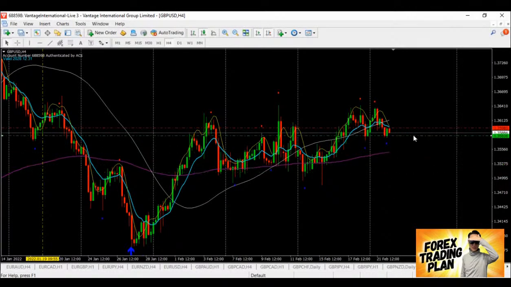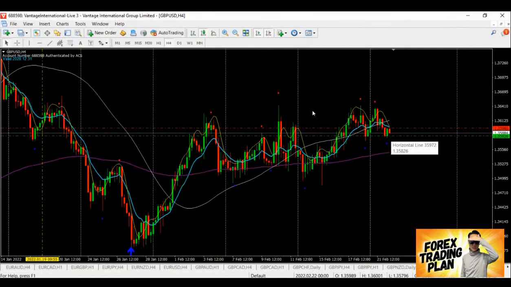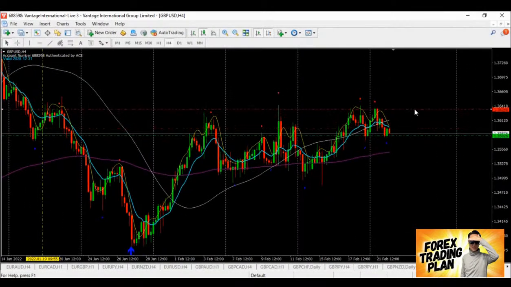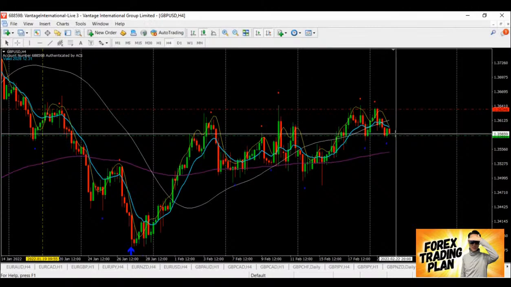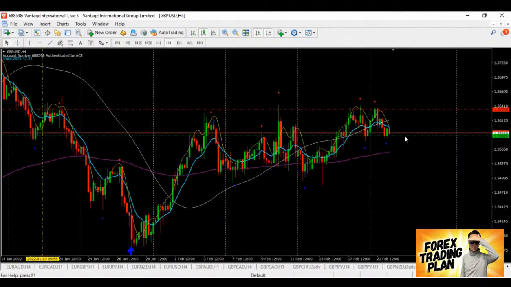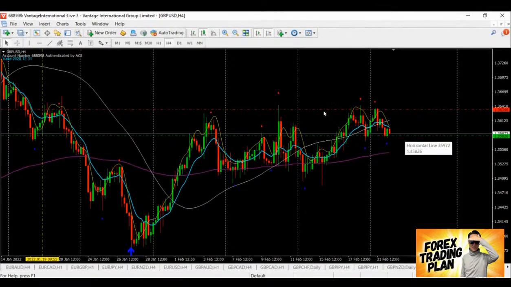If it hits like this, retesting the support, and it's not breaking this support, then you can start to buy. We have about 40 pips of space for you to grab your profit. Sellers, stay away from pound dollar.